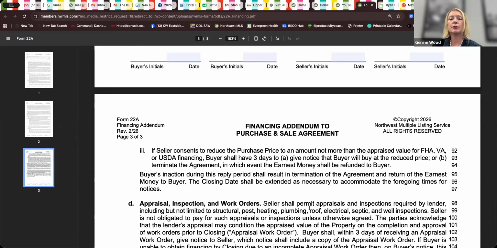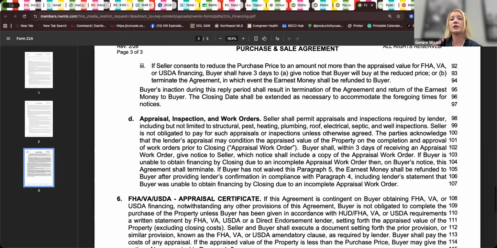If the seller intends to reduce the purchase price to an amount not more than the appraised value, buyer shall have 3 days to give notice that the buyer will buy at the reduced price or terminate the transaction if they're VA, USDA, or FHA. Buyer's inaction during this reply period shall result in termination of the agreement and return of the earnest money to the buyer. The closing date shall be extended as necessary to accommodate the foregoing times of notices. So paying attention to that, we are seeing a lot more low appraisals. We'll go into what the low appraisal form looks like and how you would use it.